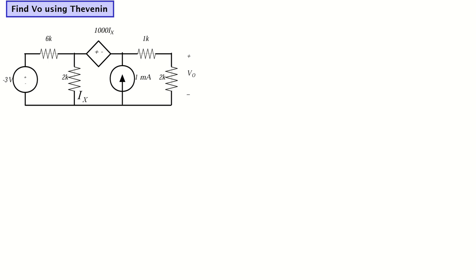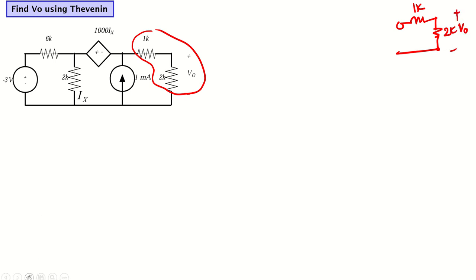So this is a circuit. Again, the question is to find V naught. What we can do is take the load, which is the voltage drop here. This will be open circuit, so we can take both of them together and take them outside of the circuit as our load. So this is 1k, this is 2k, and our target is to find V naught.